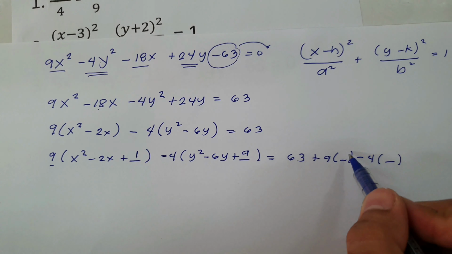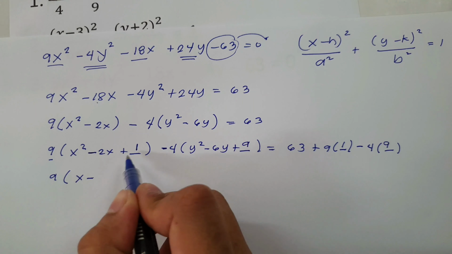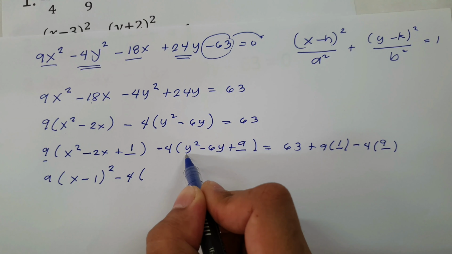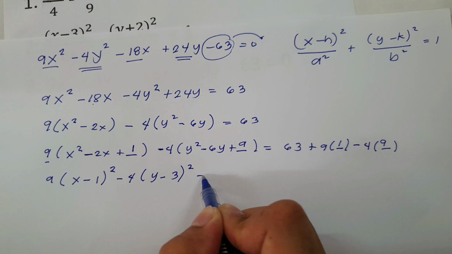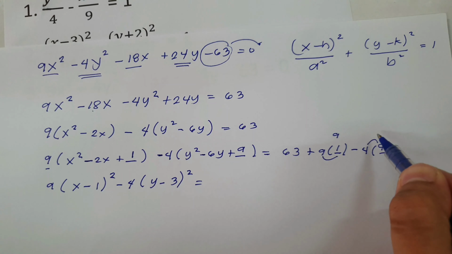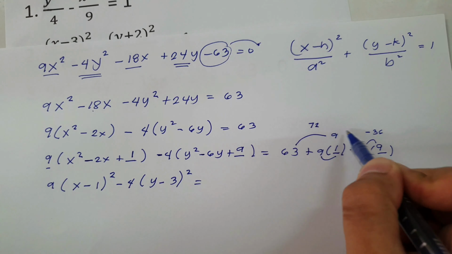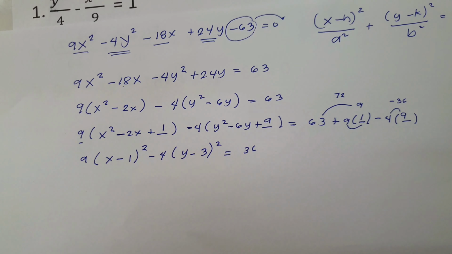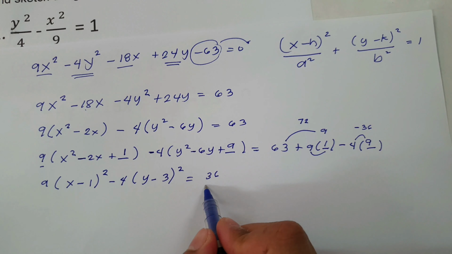Then to simplify, we have 9 times x minus 1, squared, since the square root of x squared is x, the sign of the middle term is negative, and the square root of 1 is 1. Minus 4 times y minus 3, squared, since the square root of y squared is y, the sign is negative, and the square root of 9 is 3. So 9 multiplied by 1 gives us 9. Negative 4 multiplied by 9 is negative 36. So 63 plus 9 gives us 72. 72 minus 36 gives us 36. And then to write the equation in standard form, to make it equal to 1, we're going to divide the whole equation by 36.